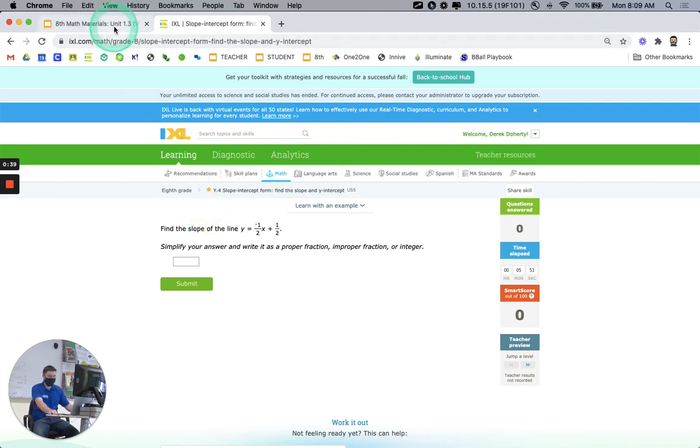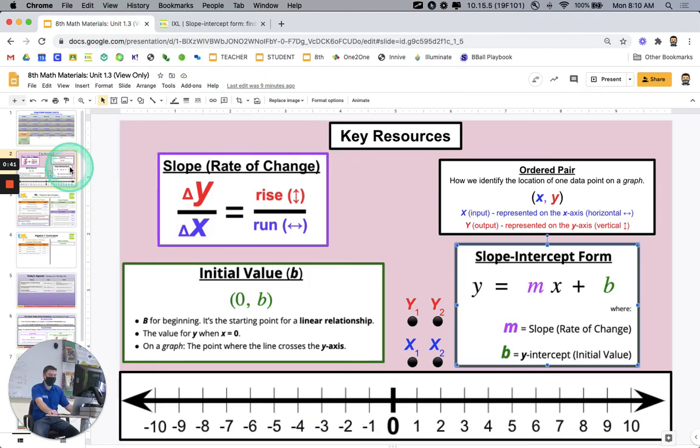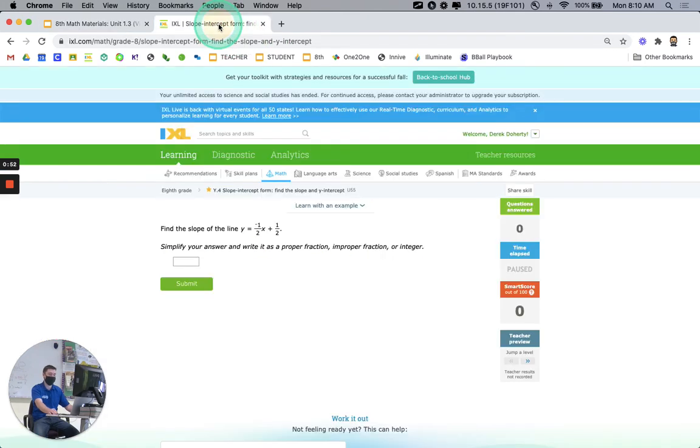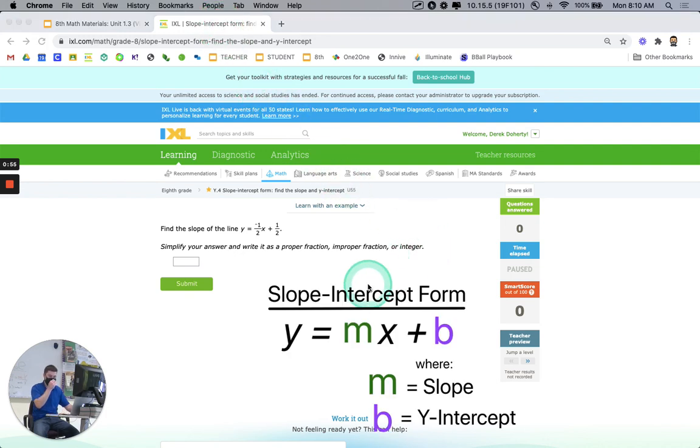So we're going to first take a quick look at some of our notes. If you go to this key resources page, slide 2 in our math materials, this box down here, slope-intercept form, is our key piece of information. So I'm going to pull this information right from this box and put it into our IXL. In slope-intercept form, anytime you have a linear equation that's solved for y, or in this y equals form, then the m, the coefficient of x, whatever is multiplied with x, will represent my slope, and whatever number is added or subtracted is going to be our y-intercept.